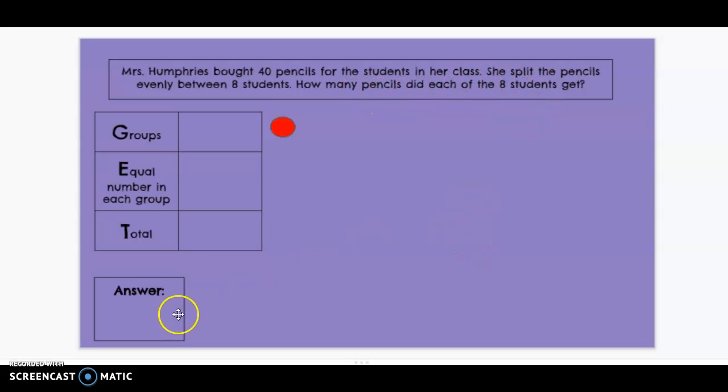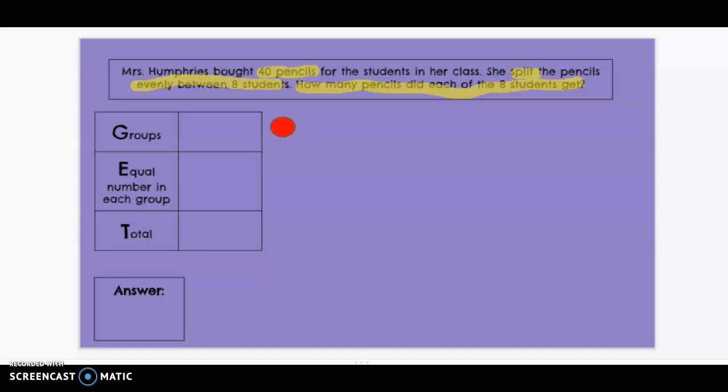Okay, so first we need to identify our important information and what the question is asking us. Mrs. Humphries bought 40 pencils for the students in her class. 40 pencils is important. She split the pencils evenly between 8 students. Evenly between 8 students, that's important to know. How many pencils did each of the 8 students get?